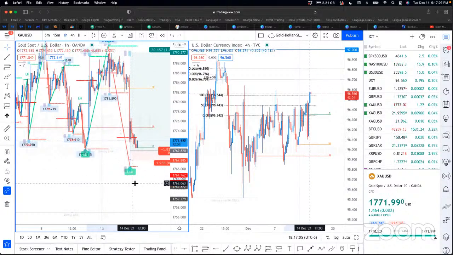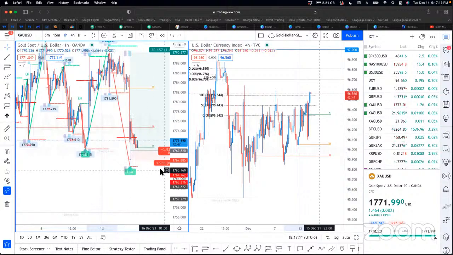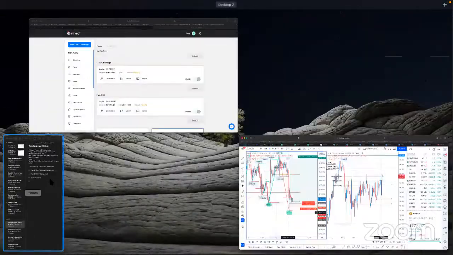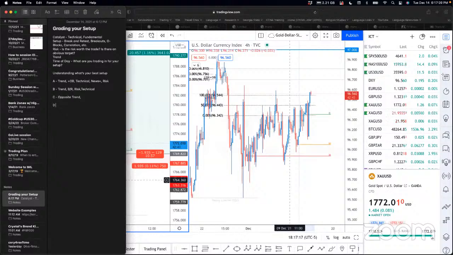So yeah, I think that's about everything. An example of a D setup, you don't even really want to take. You don't want to take a D setup.